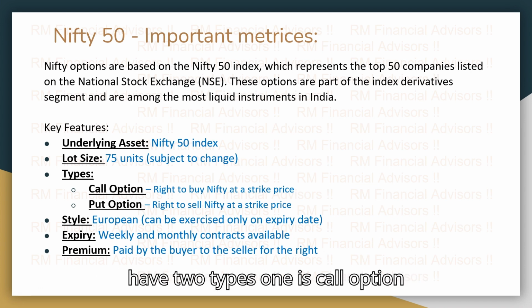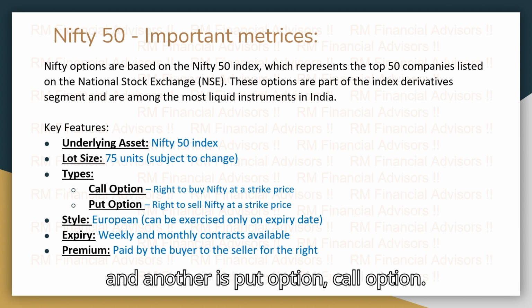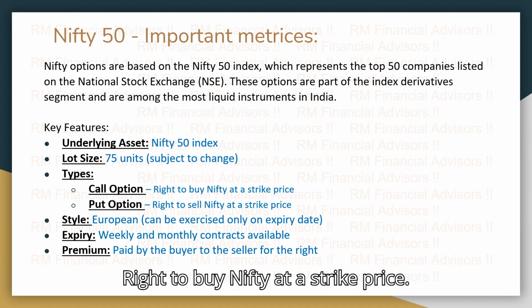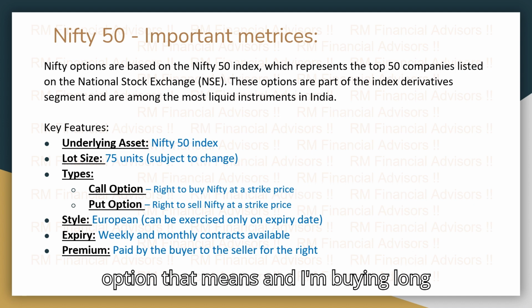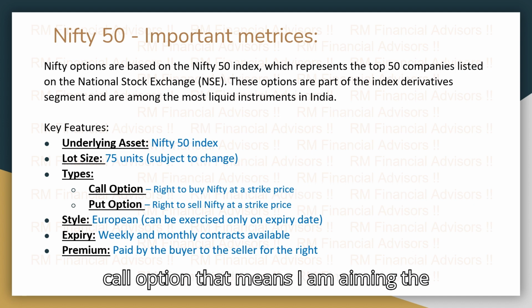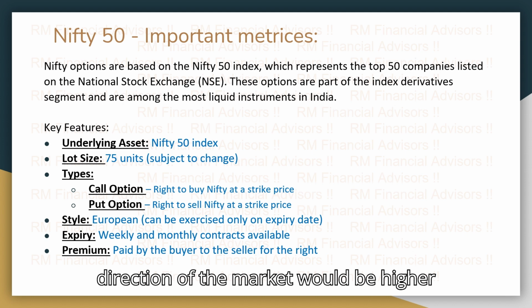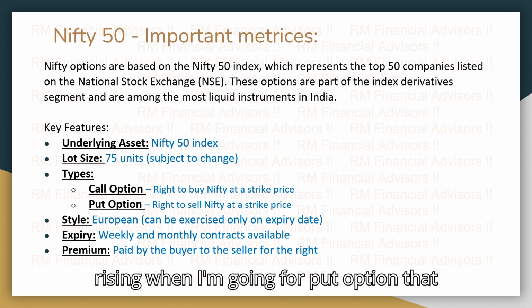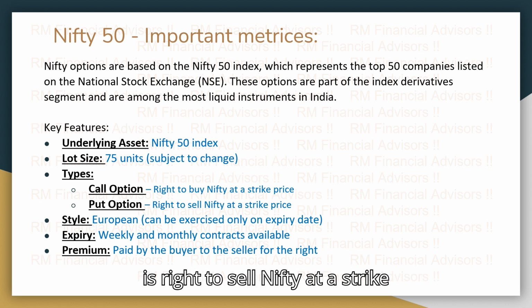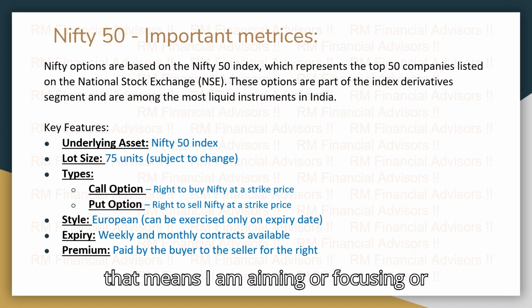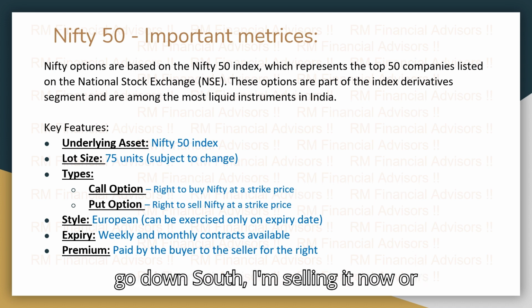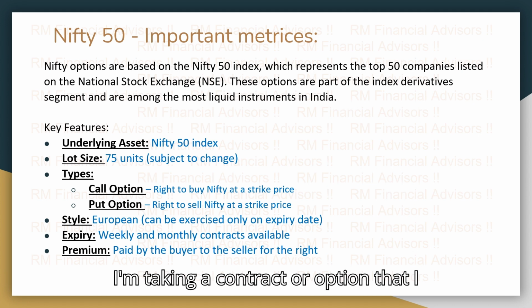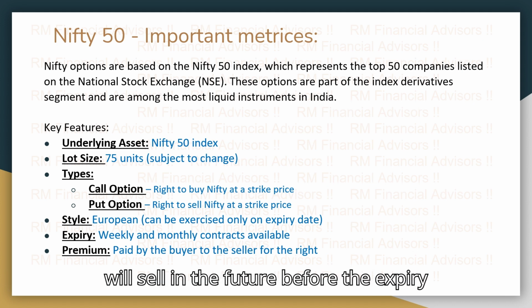Then in this we have two types, one is call option and the other is put option. Call option means the right to buy Nifty at a strike price. Please understand, when I go for a call option and I am buying a long call option, that means I am aiming that the direction of the market would be higher, rising. When I go for a put option, that is the right to sell Nifty at a strike price. When I buy a put option, that means I have a mindset that the market will go down. So I am taking a contract or option that I will sell in the future before the expiry date.